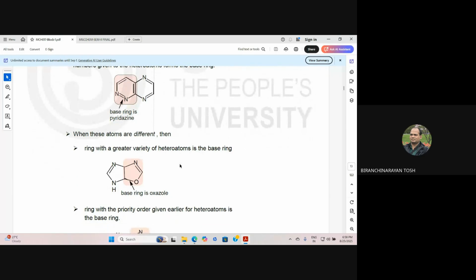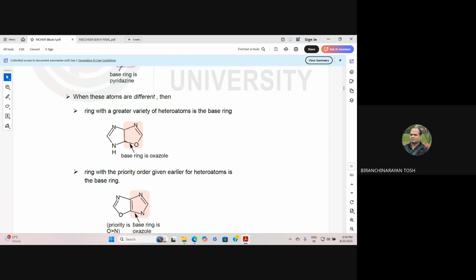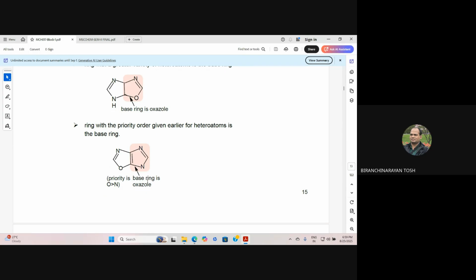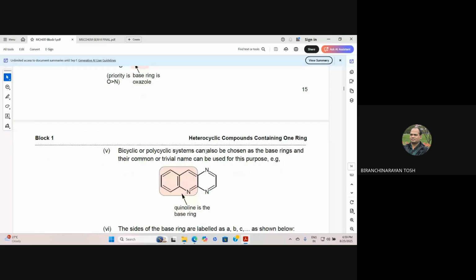If they are different, then the greater variety of heteroatoms will form the base ring. So here oxazole is the base ring. Then the ring with priority order given earlier for heteroatoms is the base ring. Here the priority: oxygen has higher priority than nitrogen, so this ring is the base ring. That is, oxazole is the base ring. The shading is wrongly done here. Like this we have to move on.